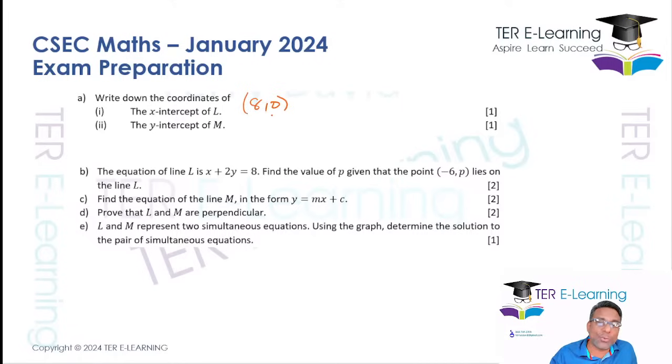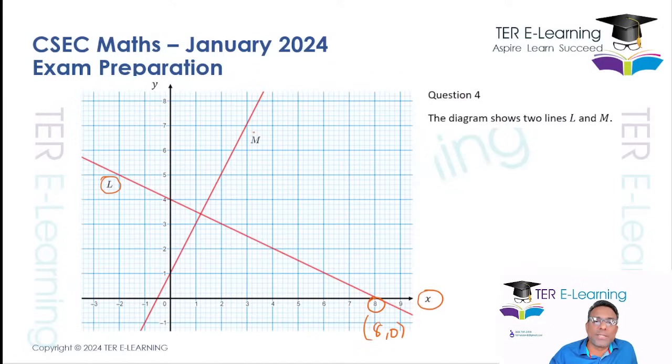That's the x-intercept here, right? What about this second part here? What is the y-intercept of line M? So this is line M here. I want to know what are the coordinates of the y-intercept.